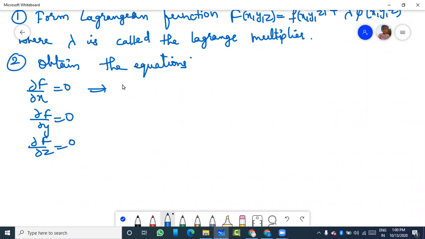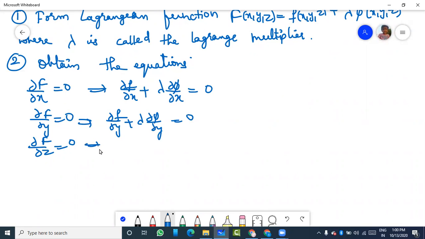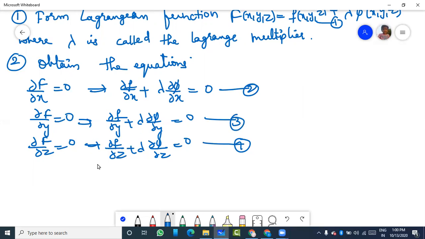From this, we get dou small f by dou x plus lambda dou phi by dou x equal to 0. And dou f by dou y plus lambda dou phi by dou y equal to 0. Dou f by dou z plus lambda dou phi by dou z equal to 0. This is the first equation, this is the second equation, this is the third equation, and this is the fourth equation.